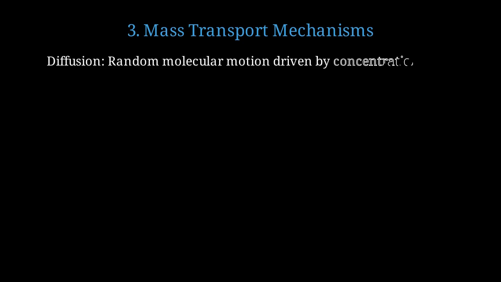Mass transport is critical in microfluidic fuel cells. Let's examine the 3 main mechanisms. Diffusion is the random molecular motion driven by concentration gradients. It's the primary transport mechanism in microfluidic systems. Fick's first law describes diffusion. Flux J equals negative diffusion coefficient D times concentration gradient dC/dx.